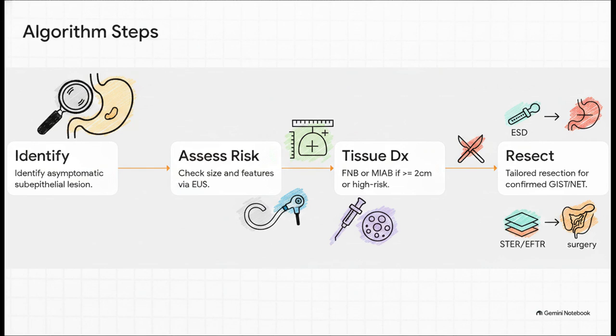Let's just distill that giant flowchart into a super quick mental checklist for your next shift. Step 1, identify the asymptomatic lesion. Step 2, immediately bring in EUS to check the exact size and hunt for high-risk features. Step 3, if it's 2 centimeters or larger or you see those high-risk EUS signs, skip the standard biopsy. Don't even bother. Go straight for FNAB or MIAB. And step 4, if pathology comes back confirming a GIST or NET, deploy your advanced resection toolkit, ESD, STER, EFTR, or surgery, tailoring it perfectly to the lesion's size and depth.